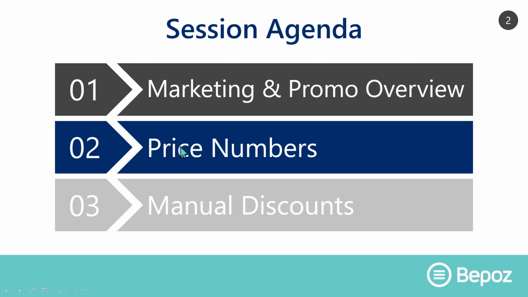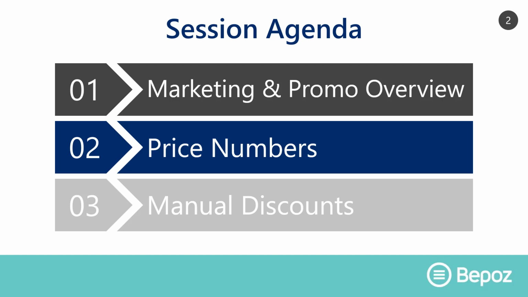But after we do hit on some major marketing and promotions points and show you around a bit, we'll then jump into price numbers. You might remember them from previous lessons, but we'll revisit them and go over a few other things that we didn't before. And then we'll finish this lesson with a look at our manual discount options.